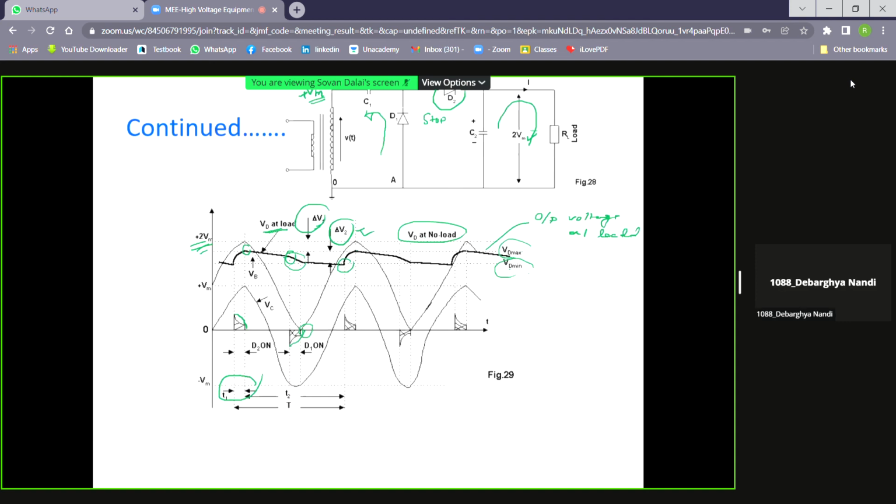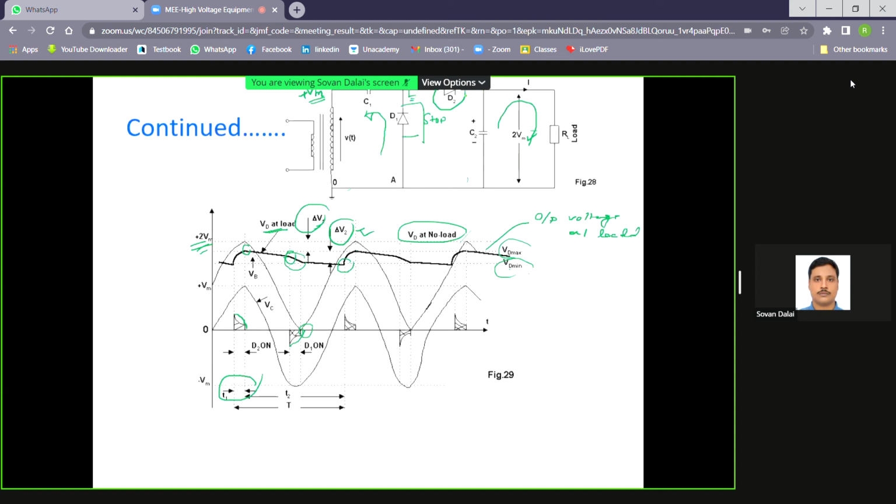D1 is on, just a minute, D1 is on means it acts as a short circuited path. Then what is the potential of B? Potential of B is basically earth potential, right?